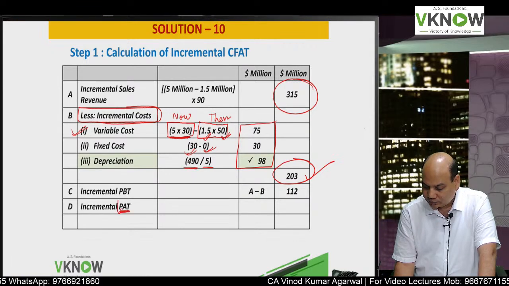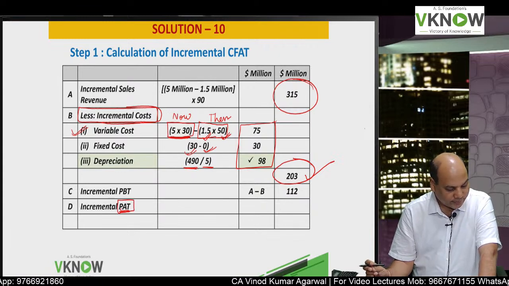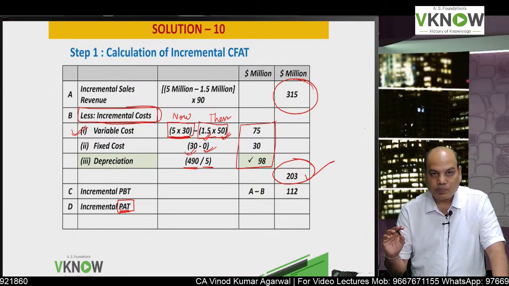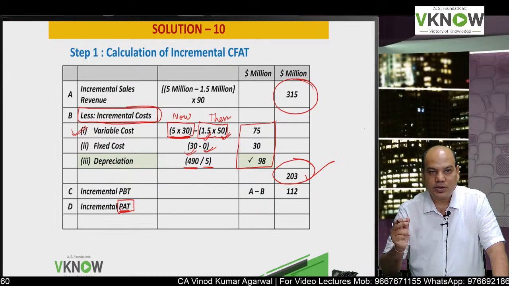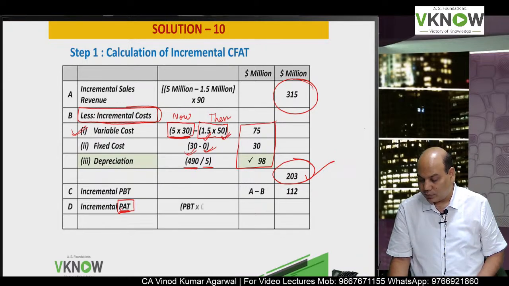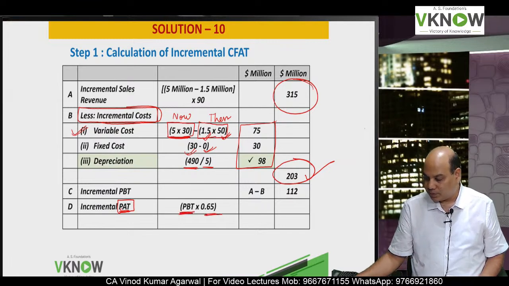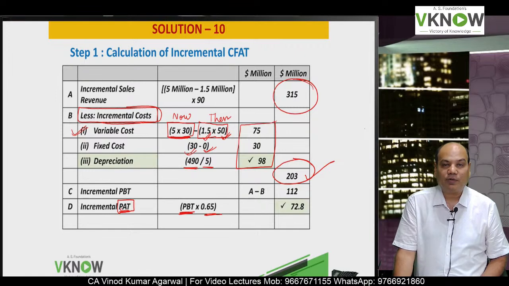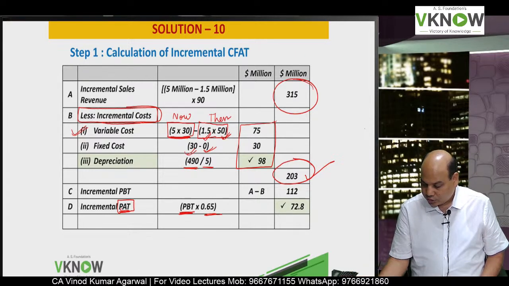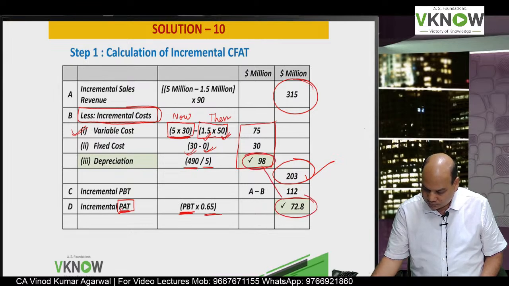Incremental PAT. Tax rate is 35%. So PAT will be 65%. Tax rate is 35, PAT will be 65% of 112. So take PBT into 65%. PBT into 65% is how much? 72.8.